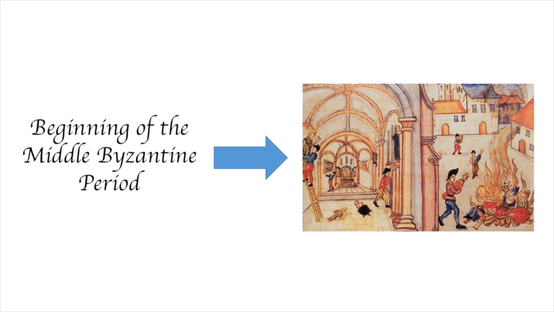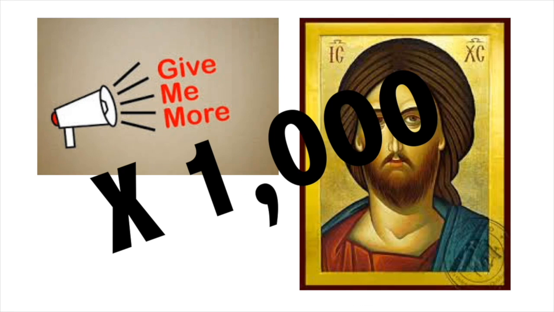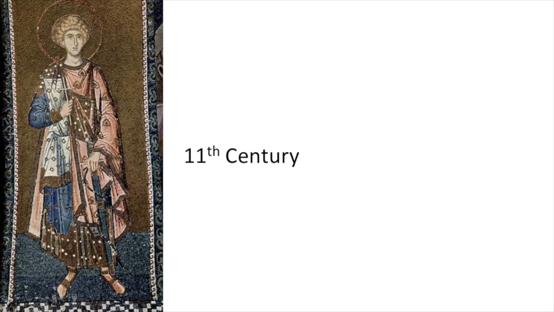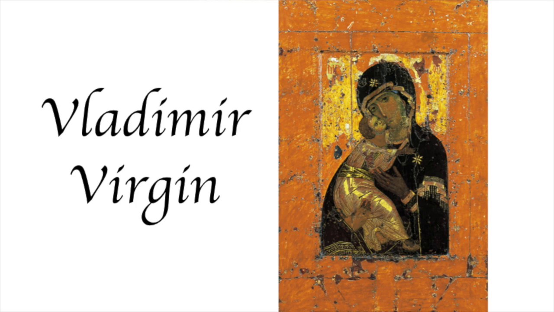With the beginning of the Middle Byzantine period came the end of iconoclasm. Demands for icons and images began to increase by the thousands. In the 11th century, clergymen began to show icons in a hierarchical order with Christ at the top. The most renowned Middle Byzantine icon is probably the Vladimir Virgin.